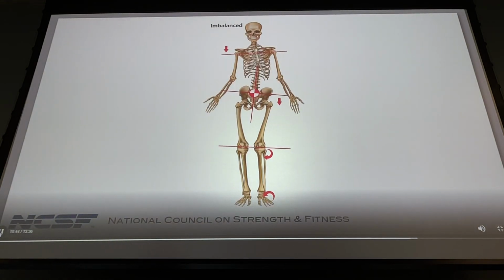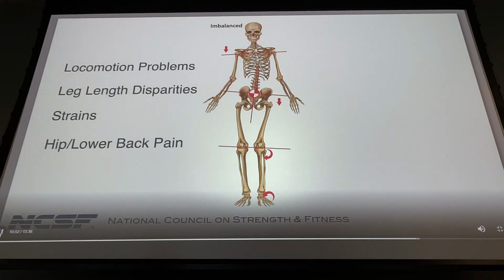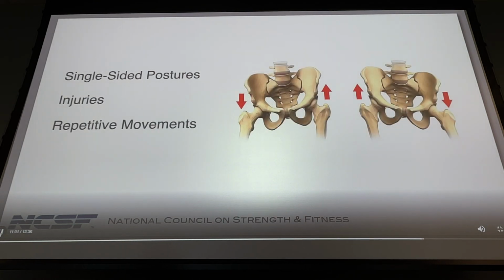Now, in the frontal plane, fixed lateral pelvic tilting is another common distortion of the region. Reciprocal hip elevation and depression results in locomotion problems, leg length disparities, strains, and hip or lower back pain. Lateral pelvic tilts are caused by single-sided postures, such as always leaning to one side, like sinking into this right leg. They're not talking about PRI, or Postural Restoration Institute, but Postural Restoration Institute would tell you that a lot of these problems are also occurring because of the shape of our diaphragm and our internal structure, that we are biased to the right.